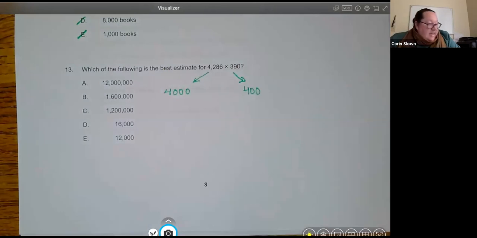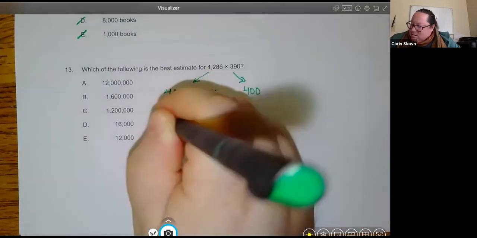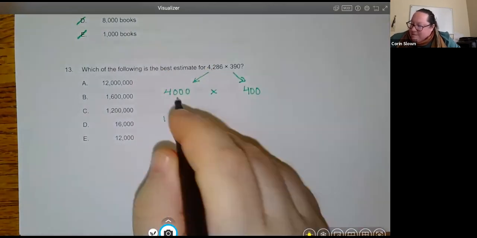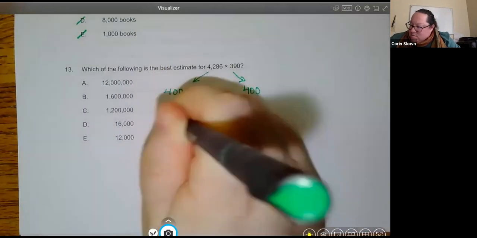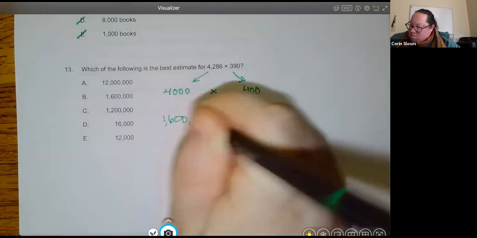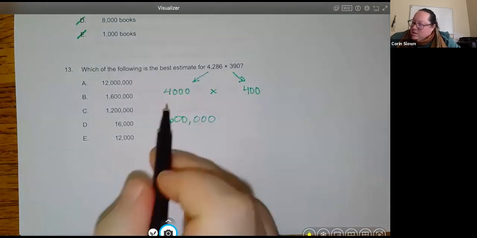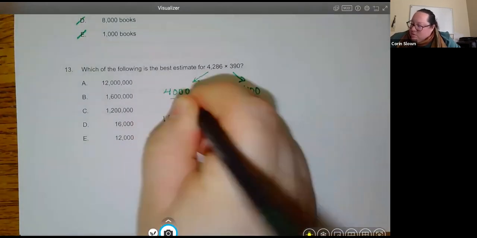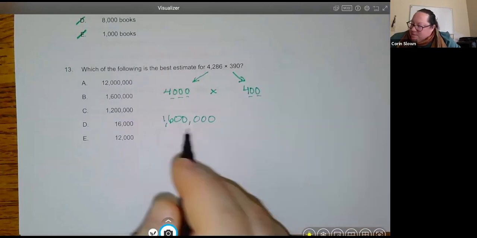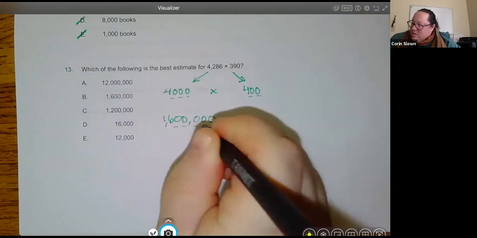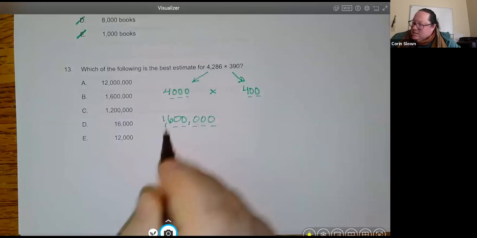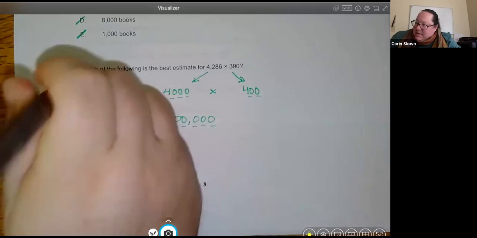If I do that and I multiply these two together, then I have 16, and I have 5 zeros. So notice 1, 2, 3, 4, 5. So that's where my 5 zeros come from. 4 times 4 is my 16. So the answer is B.